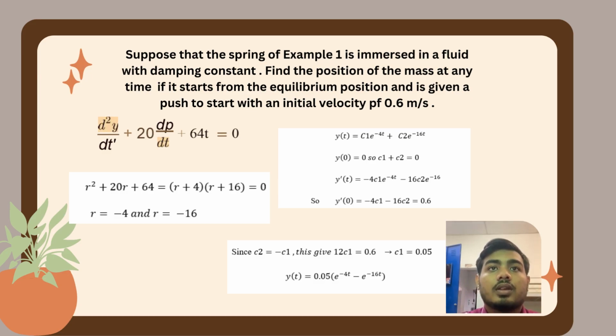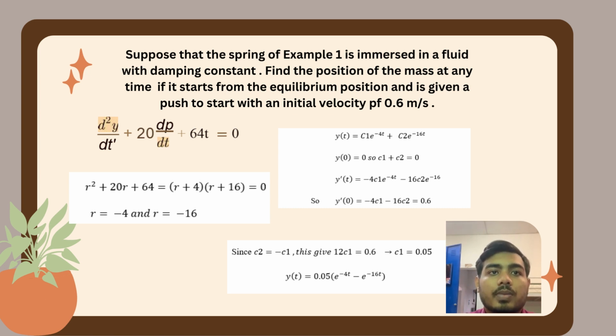So next, suppose that the spring of example 1 is immersed in a fluid with damping constant. Find the position of the mass at any time if it starts from the equilibrium position and is given a push to start with an initial velocity of 0.6 m/s. So the formula is d squared y over dt squared plus 20 dy over dt plus 64y equal to 0.